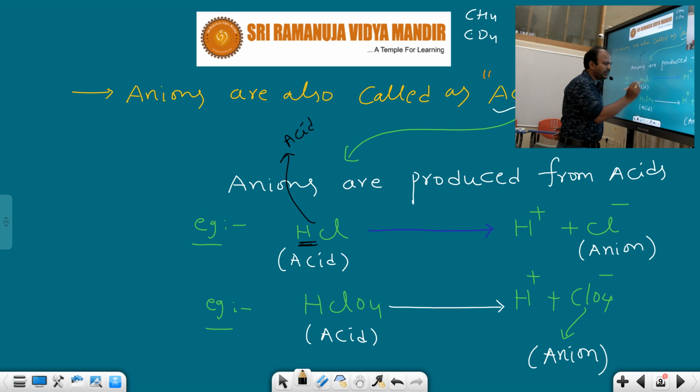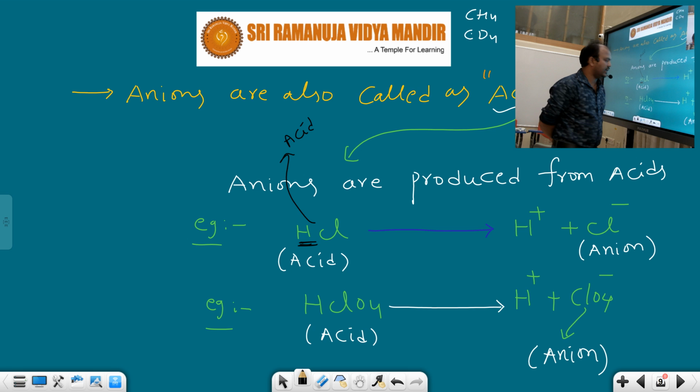This acid name is hydrochloric acid. HCl is hydrochloric acid. And if you take HClO4, this is perchloric acid. In this perchloric acid, what will be there? It starts from hydrogen. That's why, most of the compounds, generally I am saying, start from the letter H. They contain hydrogen, they are acids.